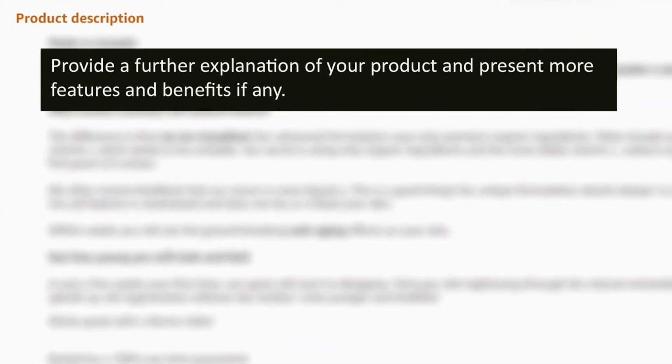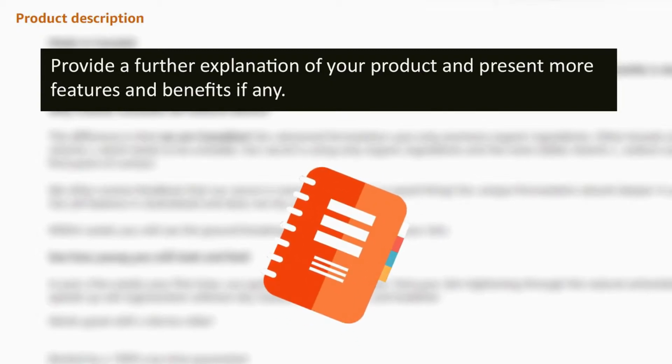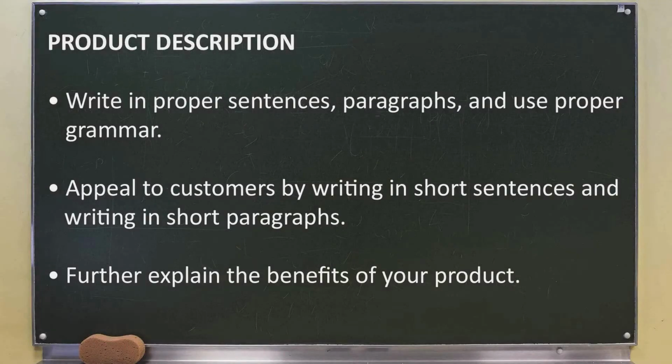For the product description section, this is where you'll provide a further explanation of your product and present more features and benefits, if any. We'll continue maintaining the principle of being concise with our writing. The difference between the bullet point section and the product description section is that in the product description section, you'll be writing proper sentences, paragraphs, and using proper grammar.